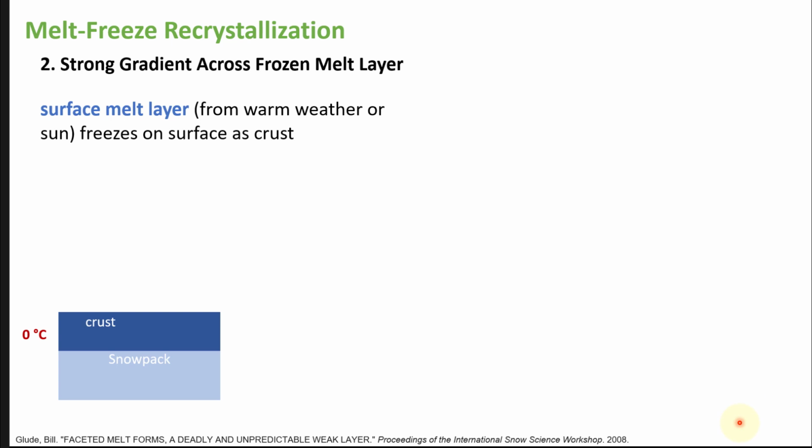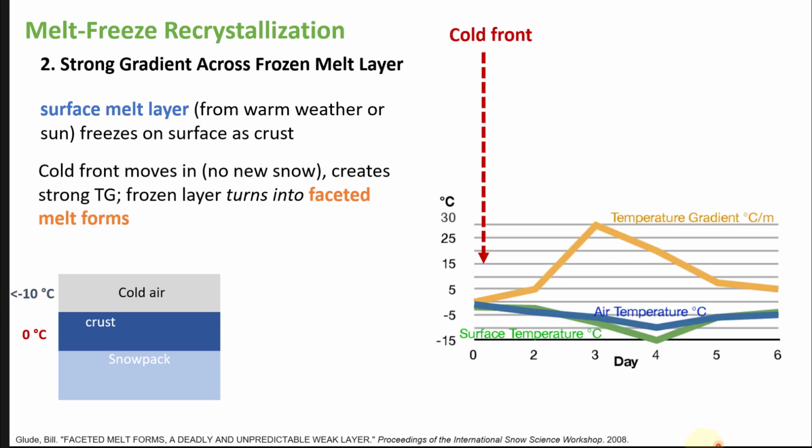But instead of new cold snow coming in, which is what we had for dry on wet faceting, we don't have any new precipitation. We just have a cold front that moves through, and so we get new cold air that's sub-zero, and that creates a strong temperature gradient across that crust layer, and the crust layer itself starts to turn into faceted forms.